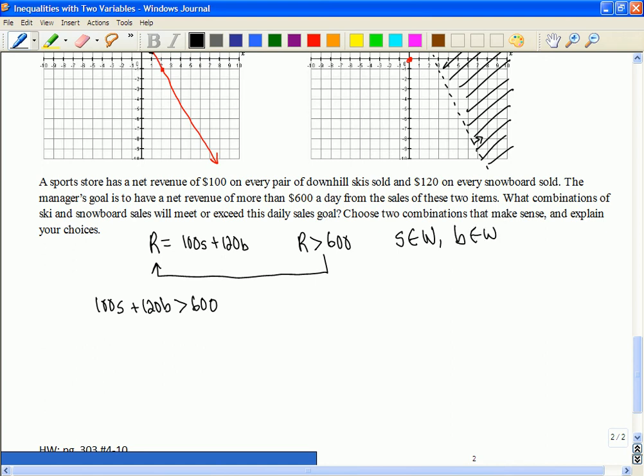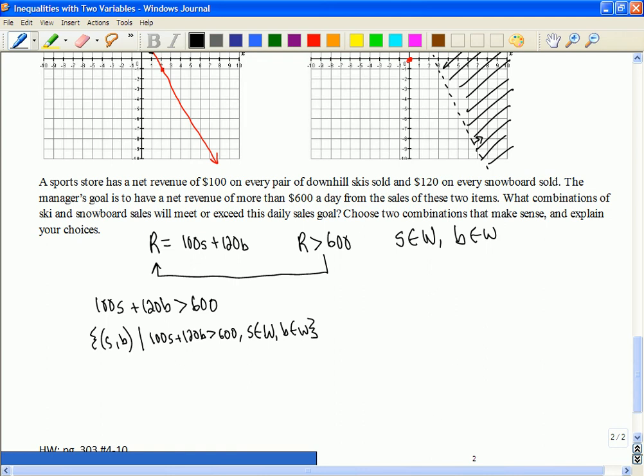So even though we haven't written it the same way, those things we just came up with are the same. We want to know what the possible answers are for 100S plus 120B to be greater than 600, and for us it's S and B. The notation doesn't look that friendly, but we've just done the same thing there, okay?